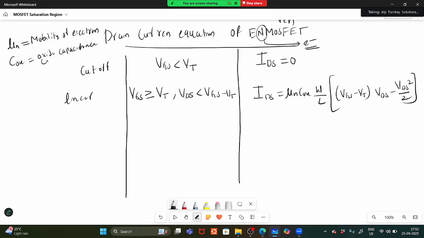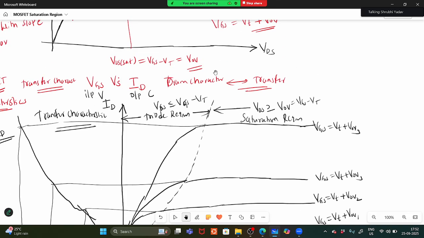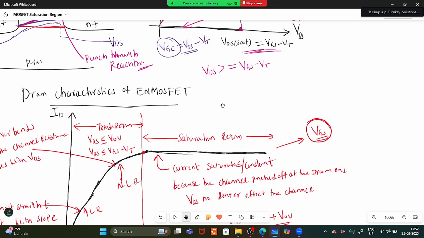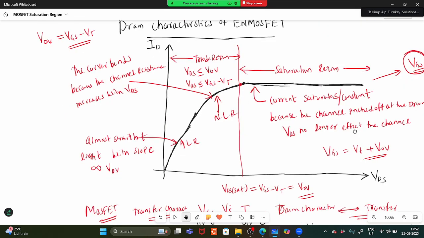Which oxide are we using? SiO2, silicon dioxide. Where is it? Above the gate, above the silicon, when I drew this, that is the SiO2 layer. This is the oxide capacitance, COX. Okay, and next W by L is there.